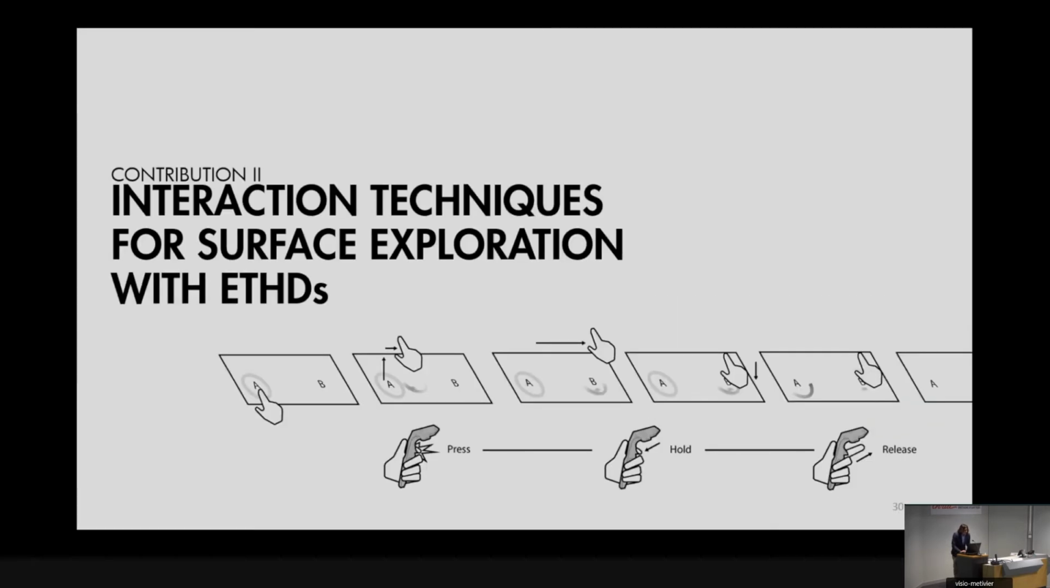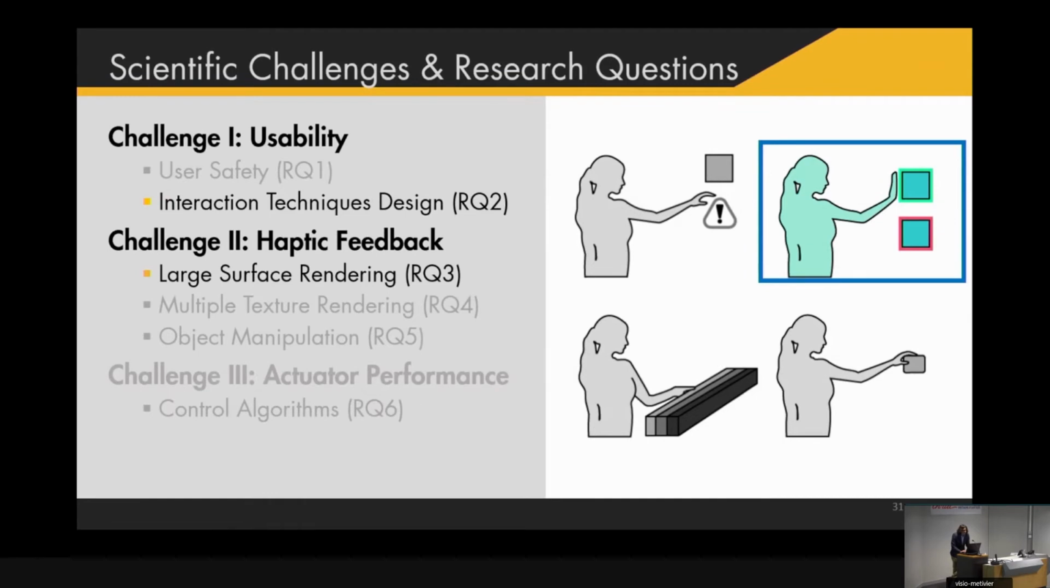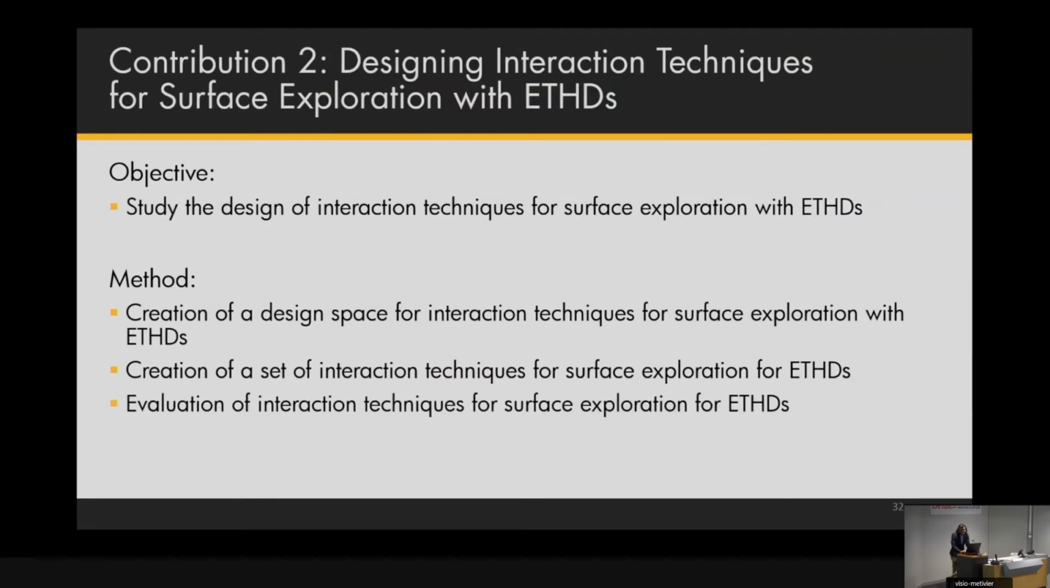Now let's talk about our second contribution, which is focused on interaction techniques for surface exploration. The research question that we are trying to address is interaction technique design for large surface rendering. The objective of this contribution was to study the design of interaction techniques, particularly for surface exploration, which, as I mentioned before, is used to perceive surface properties. We created a design space for the interaction techniques and later a set of interaction techniques, which were later evaluated under the task of surface exploration.